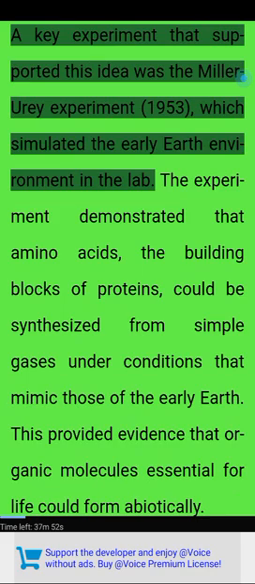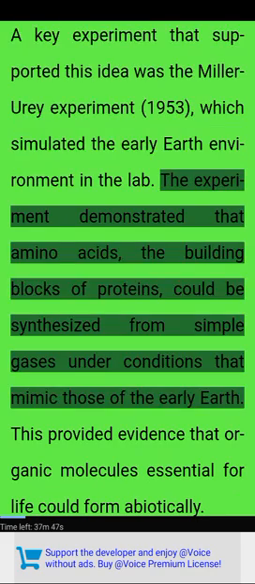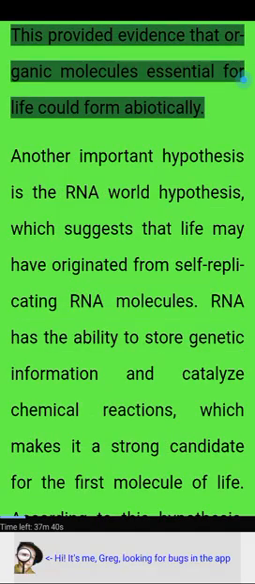A key experiment that supported this idea was the Miller-Urey experiment, 1953, which simulated the early Earth environment in the lab. The experiment demonstrated that amino acids, the building blocks of proteins, could be synthesized from simple gases under conditions that mimic those of the early Earth. This provided evidence that organic molecules essential for life could form abiotically.